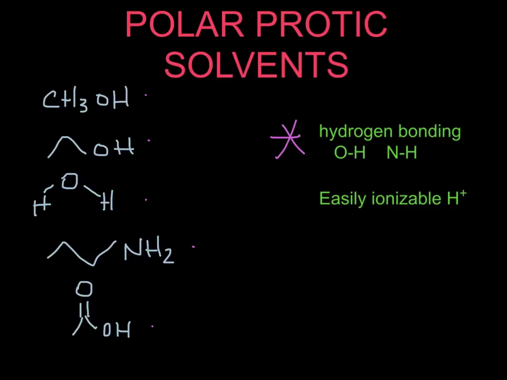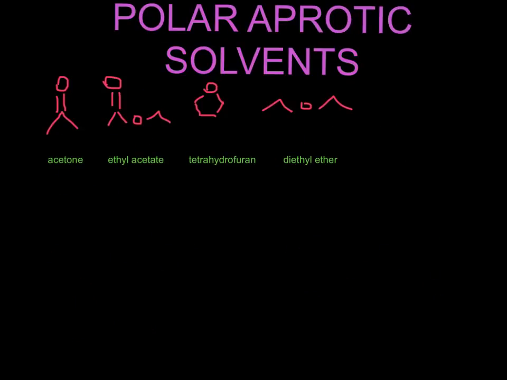So what's going to happen is it's going to hinder or slow the reaction. And we can say then that our nucleophile is solvated and it's turned into a weak nucleophile. And because of this, polar protic solvents favor SN1 reactions. The last solvent we'll talk about are polar aprotic solvents.